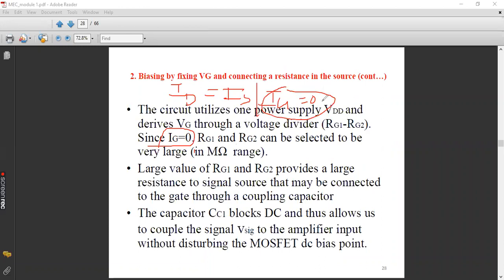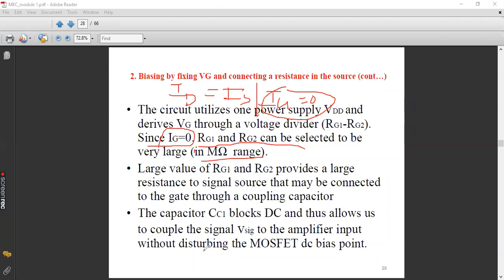Now, apart from that, to maintain a 0 gate current, you will have to provide an infinite or high resistance at the gate terminal. So for maintaining a 0 current at the gate, resistance RG1 and RG2 should be of mega ohmic range. So that you have to remember, that is very important. RG1 and RG2 should be in mega ohm. Okay. So to maintain 0 current IG equal to 0, that is potential divider network, RG1 and RG2 should be in mega ohm range.